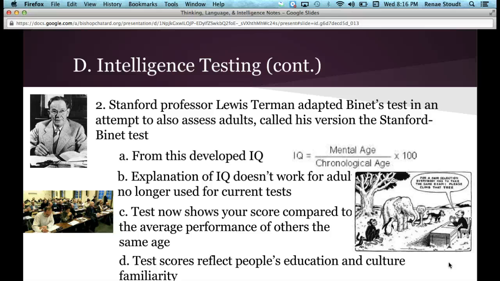Now, newer tests are better at being less biased than, for example, the test you took in class from Terman, but they still do have some bias, in that you have to understand the culture to be able to answer the questions well.